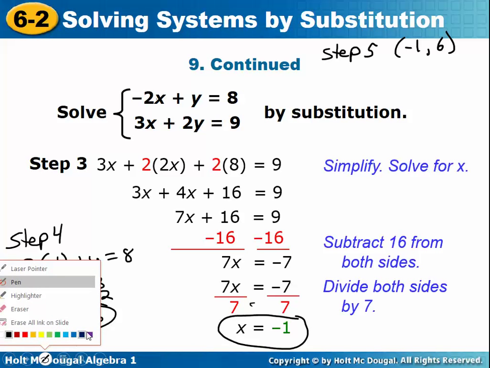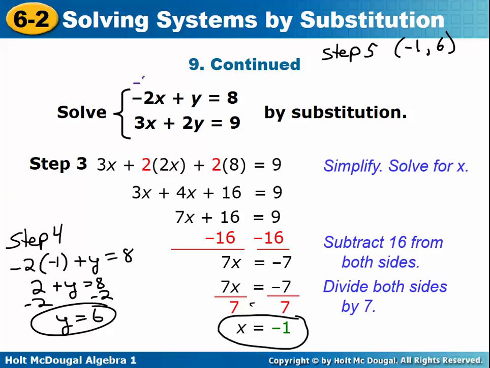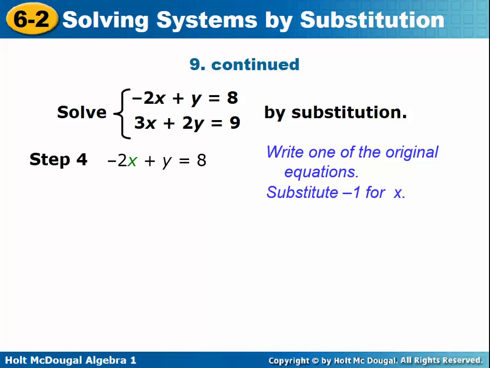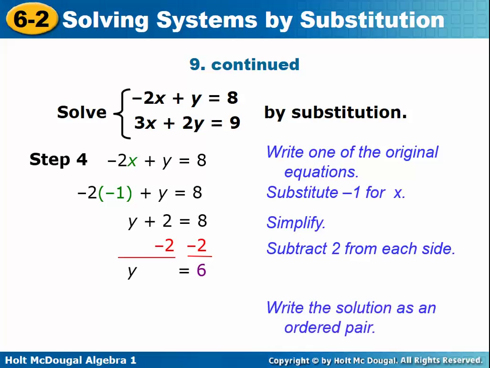And I usually check just by going back to the equations and solving them real quick. So is -2 times -1, that would be 2. Is 2 plus 6 equal to 8? Yep, that checks. And then in the bottom one, I'd have 3 times -1 plus 2 times 6. So that's -3 plus 12. Is -3 plus 12 equal to 9? Yep, so that one checks as well. So you solve for the first variable, then you plug it back in, and you find the value of the second variable, write it as an ordered pair, and check your work.